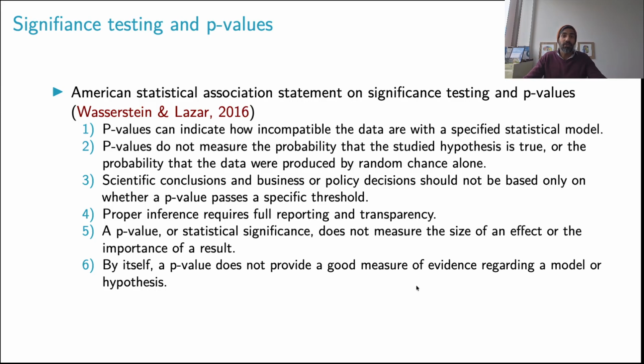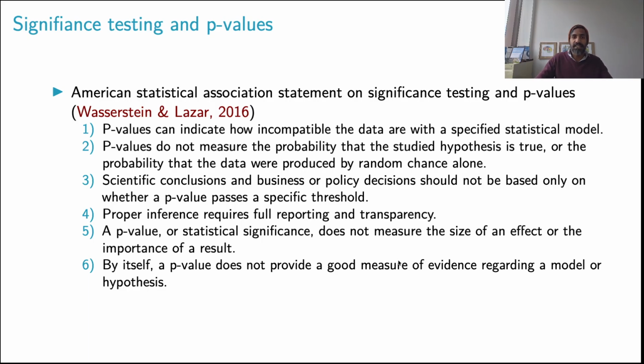So scientific conclusions and business or policy decisions should not be based only on whether a p-value passes a specific threshold, because of what we said earlier in terms of you can have a p-value that's less than 0.05 and a really, really small effect. Or you can have a meaningful effect and a p-value of 0.051. Is that an effect that you would say is not significant? Statistically speaking, there's a threshold, and so it's not statistically significant. But this is where the interpretation matters, right? Is that a relation of the amount of data you've collected and the power you have to detect effects? So proper inference requires full reporting and transparency.